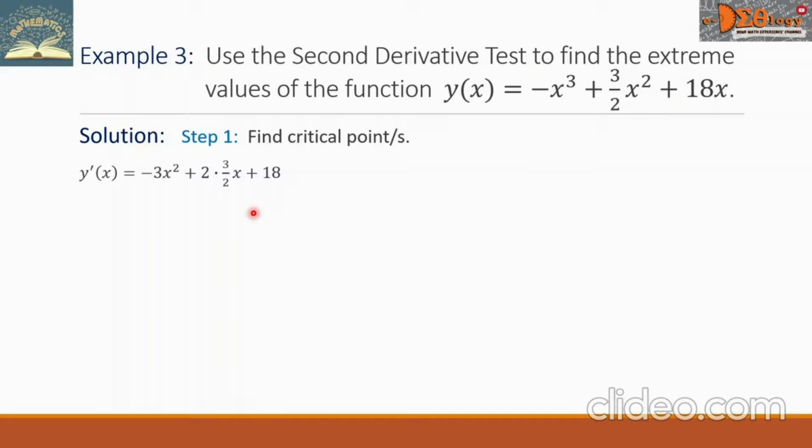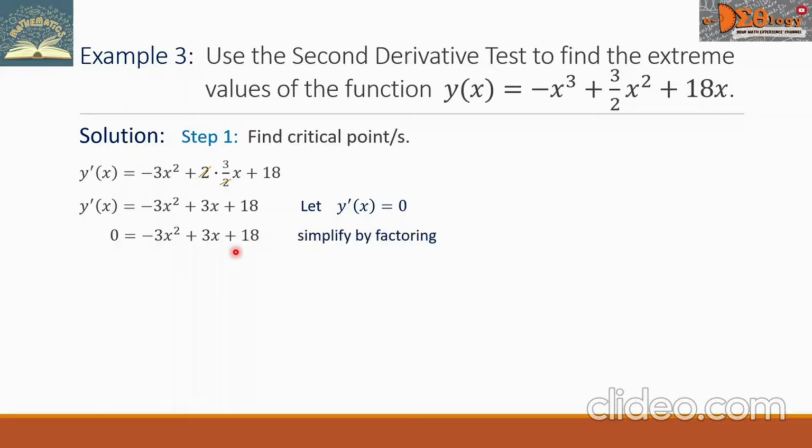Let us simplify further. We can cancel these two with the denominator. So finally, y prime of x equals negative 3x squared plus 3x plus 18. Then we let y prime of x equals 0, meaning the left side becomes 0 and we simplify. We can do factoring here by removing a common factor. The trinomial has a common factor, and that is negative 3. And it becomes like this: negative 3 times the quantity x squared minus x minus 6.